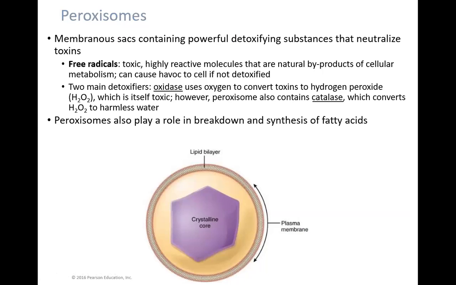Now, peroxisomes are what we use to go after other toxic chemicals, not just in the digestive system, but throughout our bodies. They go after what are known as free radicals. A free radical is a molecule that often is a fragment of a larger molecule, and usually, but not always, has a charge on it that it shouldn't have, like a hydrogen ion with a negative charge.